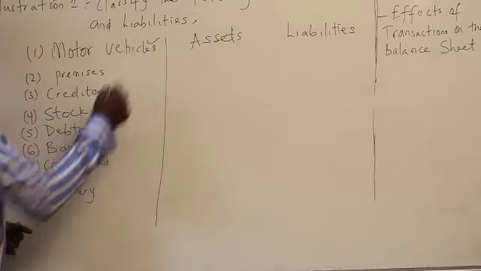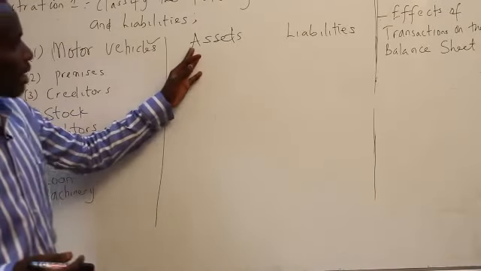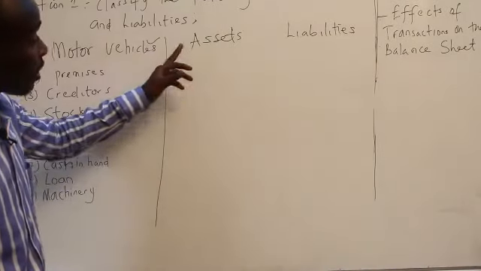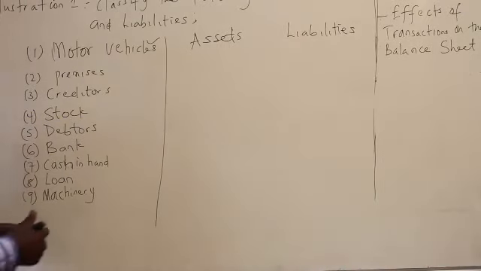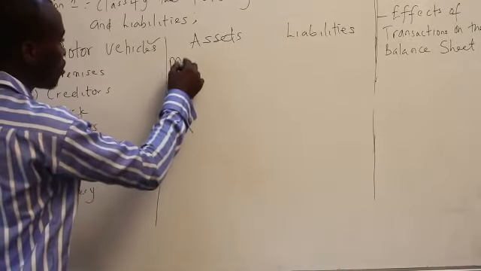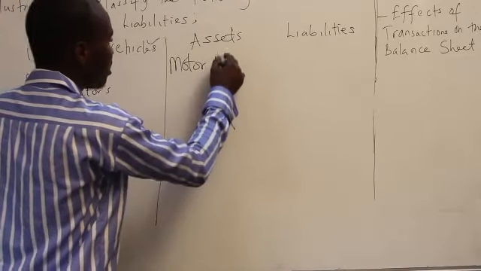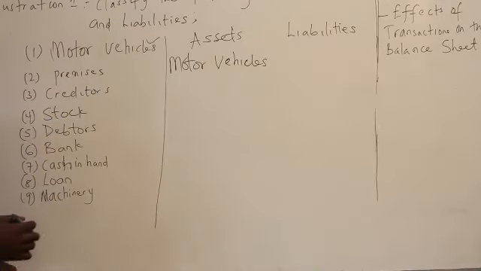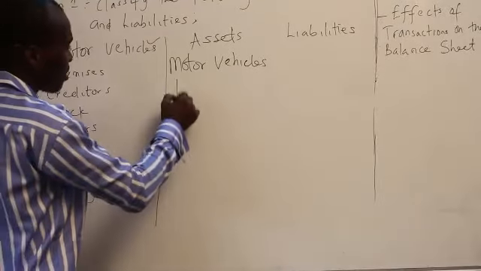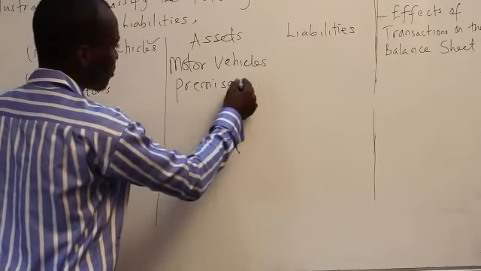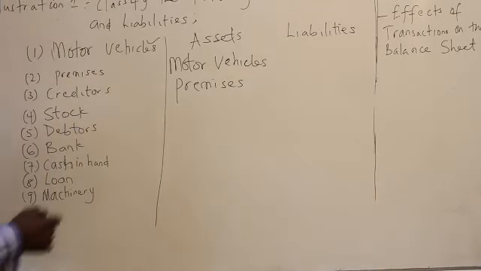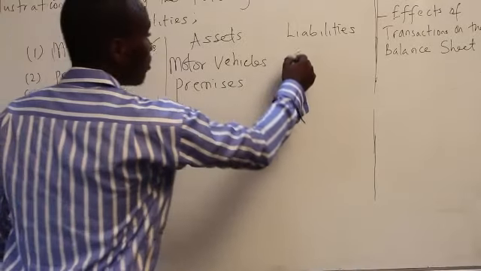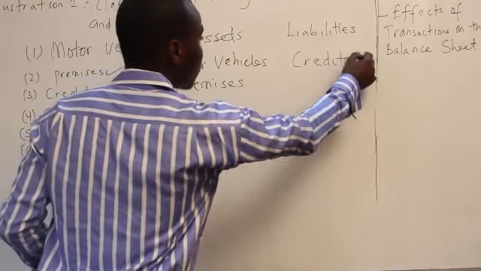Okay, firstly we have motor vehicle. Assets are the property of the business, the resources used by the business in the generation of revenues. Motor vehicles will be an asset because they are going to be used in generating revenue. Premises, like a building, is also the property of the business. That falls under assets. Creditors, that falls under liabilities. Amounts owed by the business to outsiders.